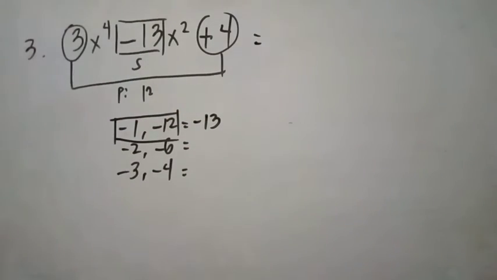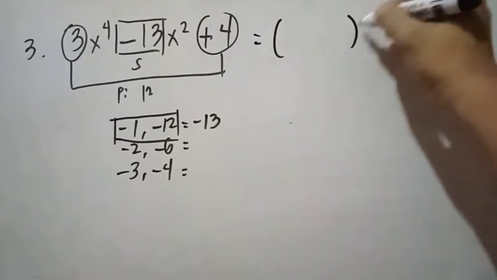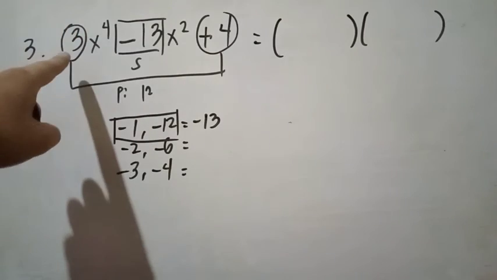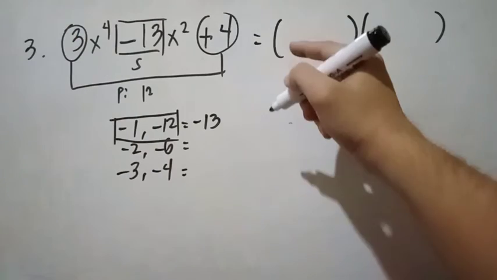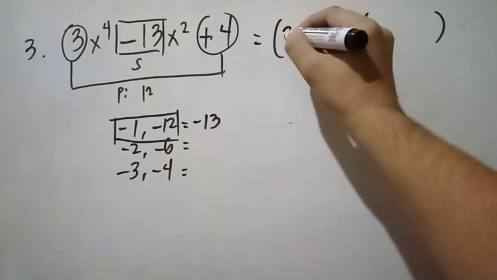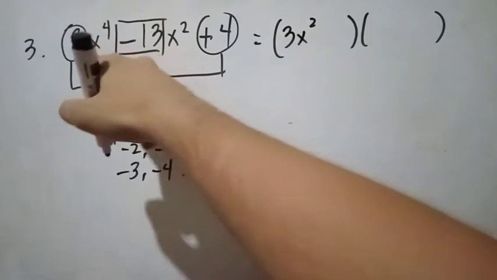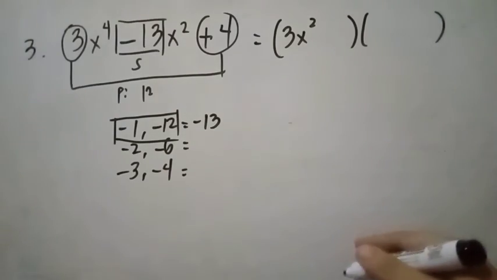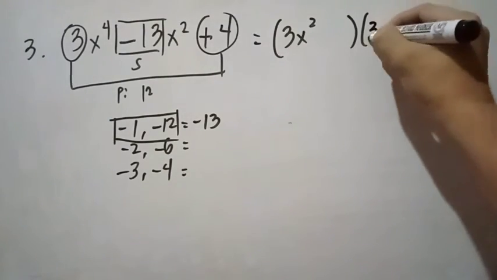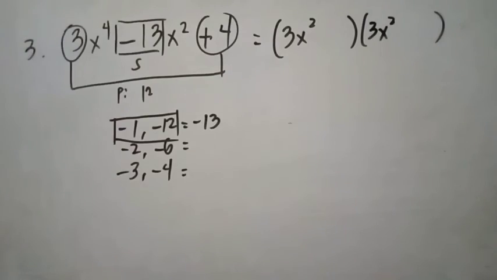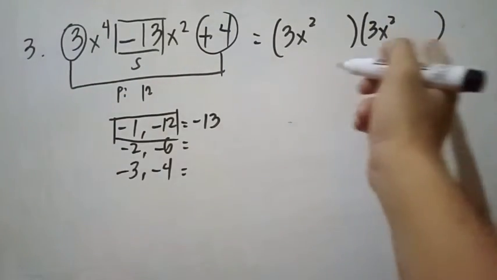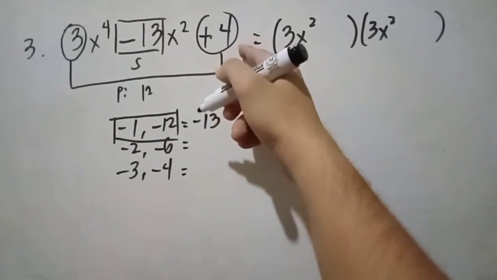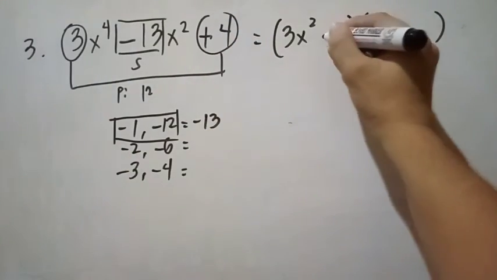Next, kunin natin yung binomial factors nun. Okay? So, since the leading coefficient is 3, dapat yung first term niya ay 3x squared. Remember, yung first term ay x to the fourth. So, dapat x squared yung factors niya. So, 3x squared and another 3x squared. Ayan. Next is isulat natin yung last terms ng binomial which are -1 and -12. So, wala namang variable dito, tama. So, kopyahin na lang natin.